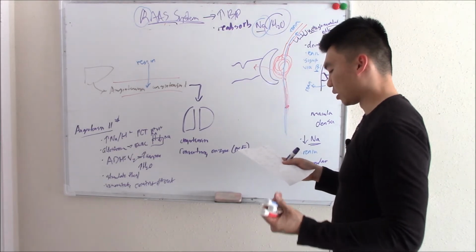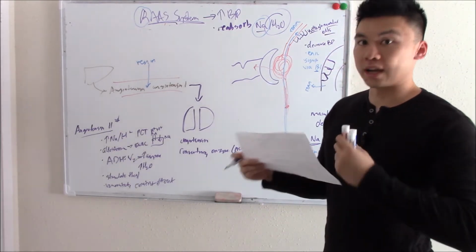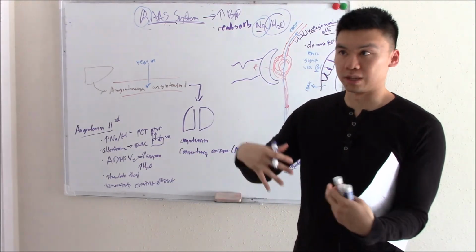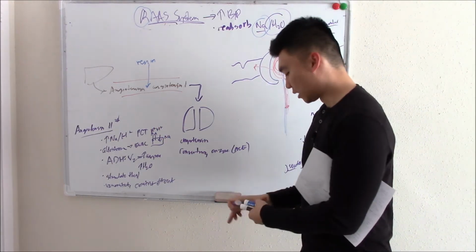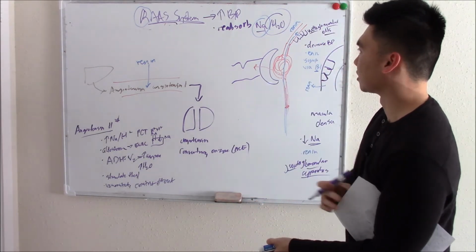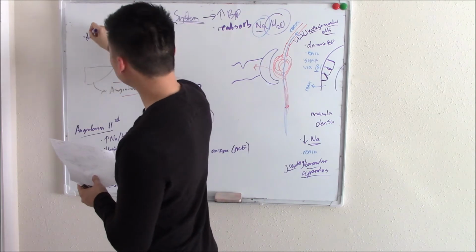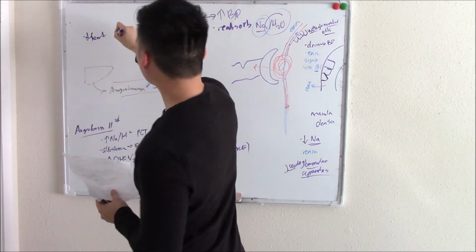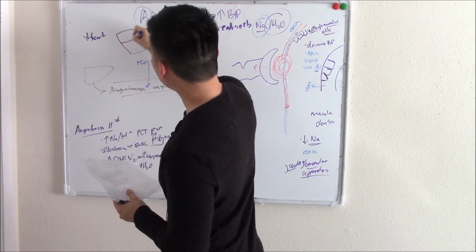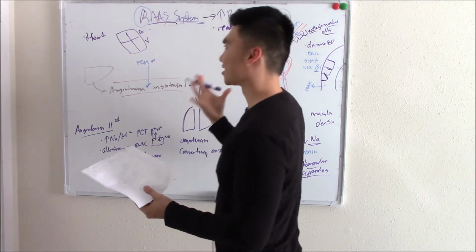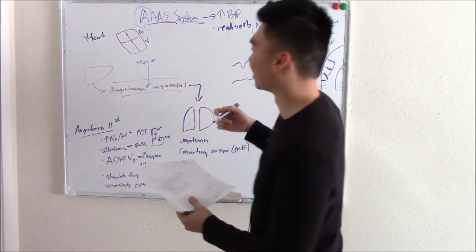Now you're probably thinking, well, there has to be some sort of regulator of this. You can't just let this go hog wild. You can't just keep reabsorbing sodium and water. We'll get bloated, we'll balloon up and explode. And there is a counter-regulatory system. All that fluid will eventually hit your heart. So I'll just draw your heart like this. Here's your two atria, and then your two ventricles. That's the simplest way I can think of it.